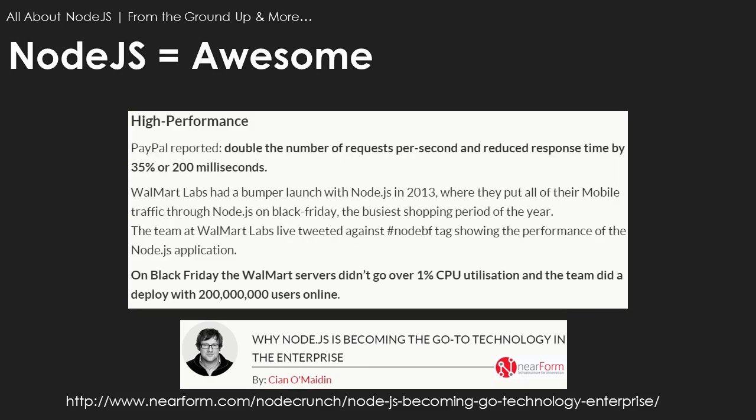On the subject of performance, Kian shares encouraging facts. He quotes a case study where Walmart was able to manage about 200 million concurrent mobile users during the 2013 Black Friday period using Node.js. And all this while the server's CPU utilization stood below 1%. This is just amazing, isn't it?